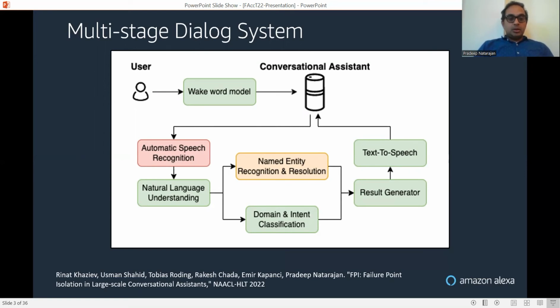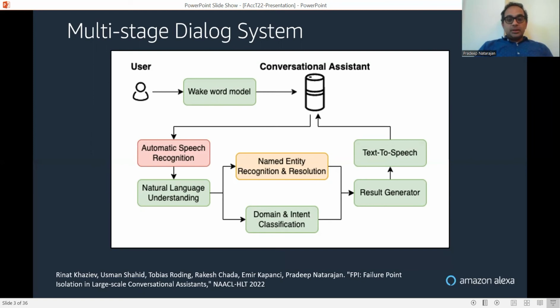And then it calls the natural language understanding system that does 2 things. First, it understands the domain and intent of the utterance. For example, that this is a music domain utterance and the intent is play music intent. And then it also recognizes the entities that are named and resolves it to the right entity in our database. For example, the artist name is Michael Jackson and the album name is Bad. And then potentially retrieves the entity from your Spotify playlist or something like that.